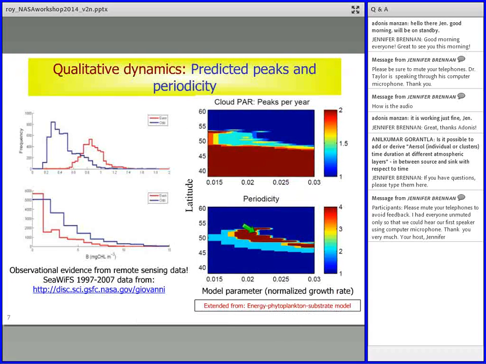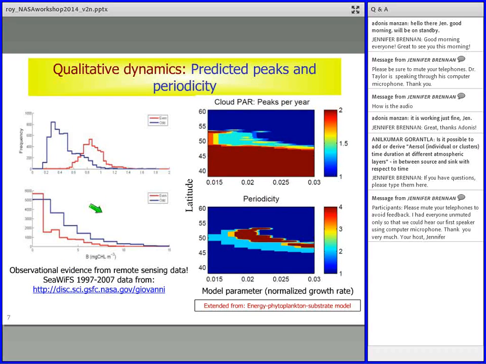However, there is something more that the model says, and that is related to the periodicity of phytoplankton biomass. So when we simulated the model, we see that there is a latitudinal band where the biomass of phytoplankton has a periodicity more than 1. And this was quite an interesting observation from the model. And then when we looked back at the seaweeds data, we actually found the evidence for that.